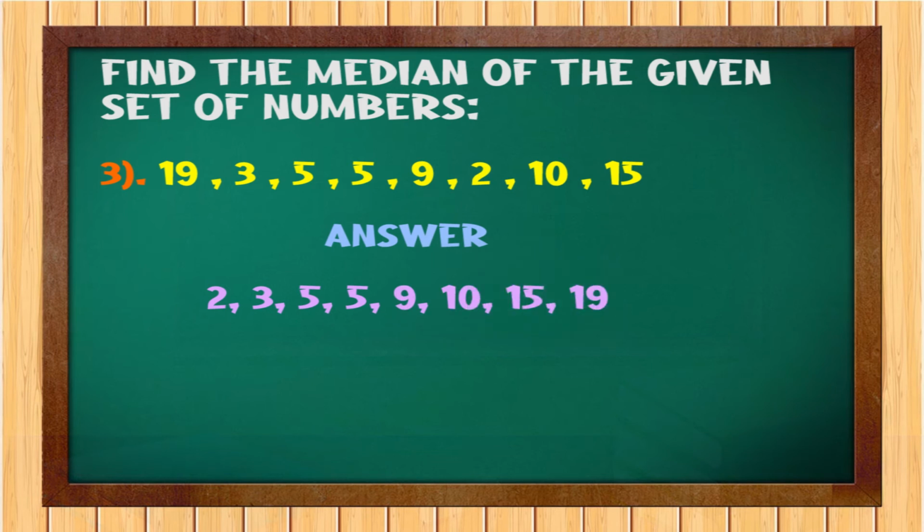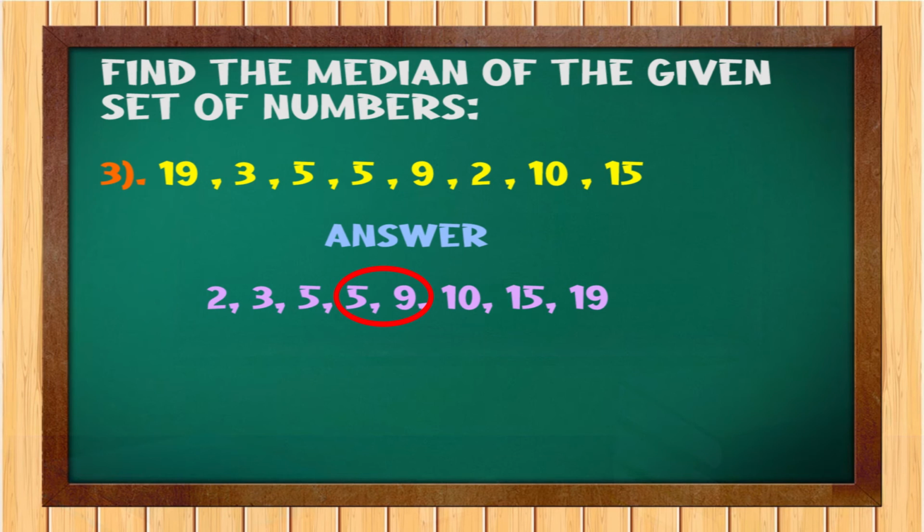Now in this set of numbers, we can see here that we have an even set of numbers. So we have to look for the 2 values that fall in the middle. We have 1, 2, 3, 4, 5, 6, 7, 8. So 8 numbers we have in all. So let's see which 2 numbers fall in the middle. If we check correctly, we would realize that 5 and 9 are in the middle.